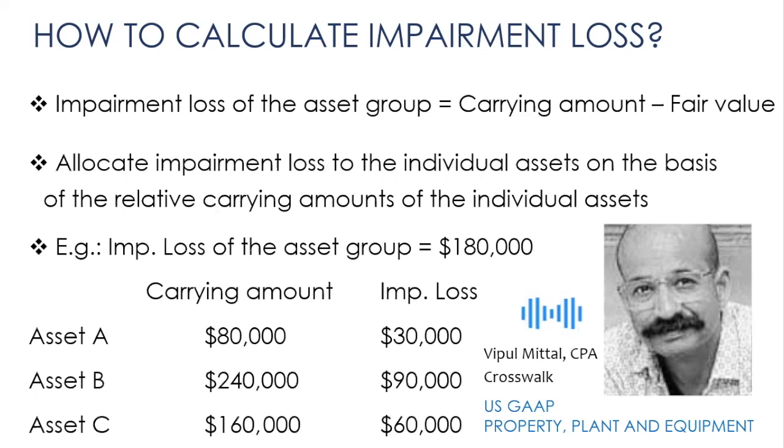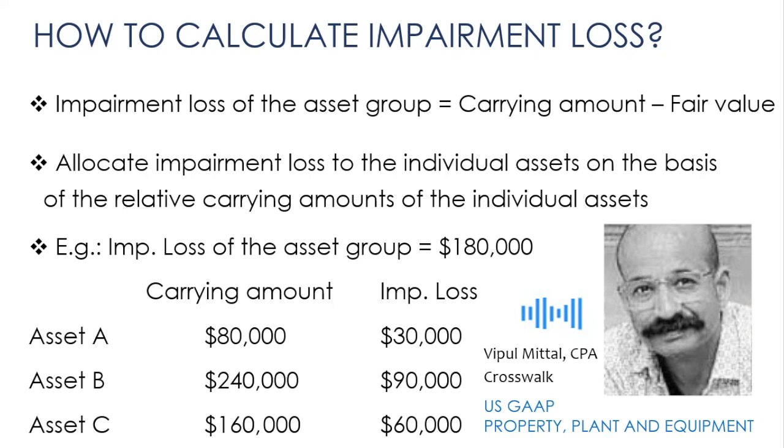For example, let's say the impairment loss of the asset group is $180,000, and there are three assets in the group: asset A, asset B, asset C. So you allocate this $180,000 among all three assets in the ratio of their carrying amounts. Here, the carrying amounts of asset A, B, C are $80,000, $240,000, and $160,000 respectively. So you allocate this loss among these three assets in the ratio of their carrying amounts, so you allocate the impairment loss in 1:3:2.